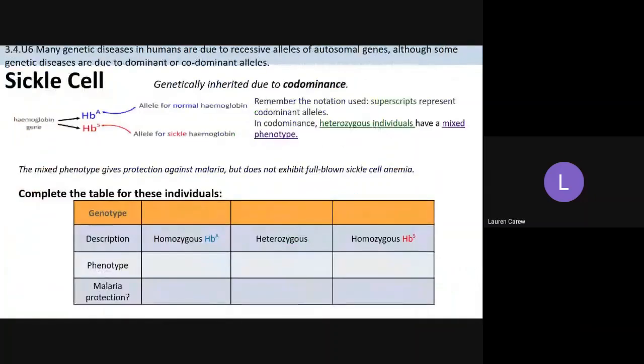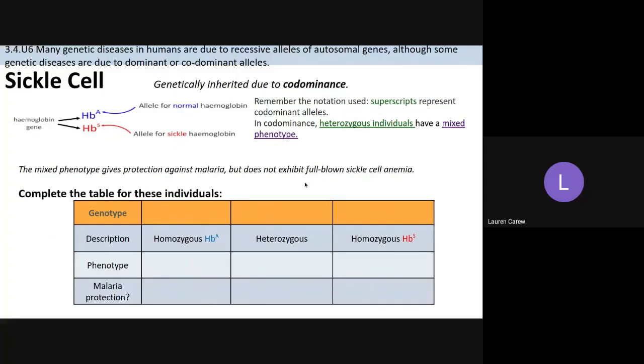So let's take a look at how sickle cell is inherited. Sickle cell is an example of genetic inheritance due to codominance. Remember when we talked about codominance in our last lesson, a lot of times we use superscripts to represent codominant alleles because the codominant individuals have a mixed phenotype. So we're going to use these A and S superscripts, A representing normal hemoglobin, S representing sickle hemoglobin.